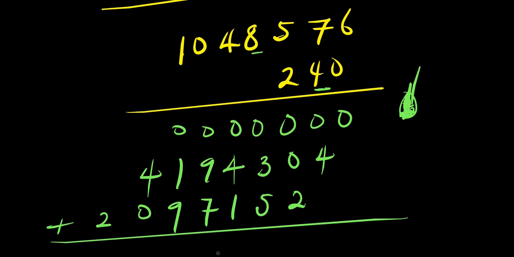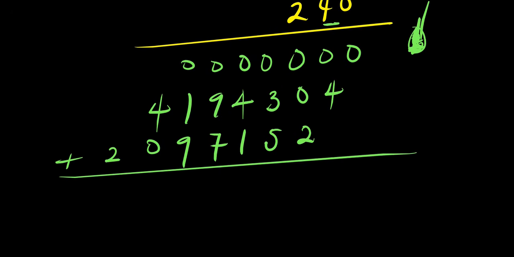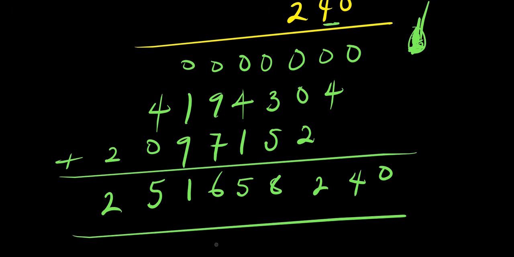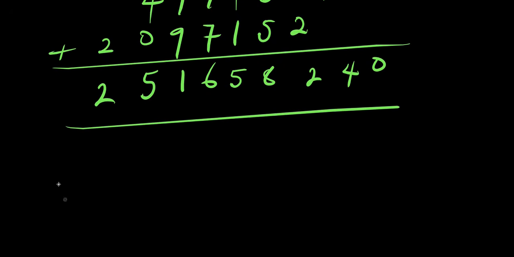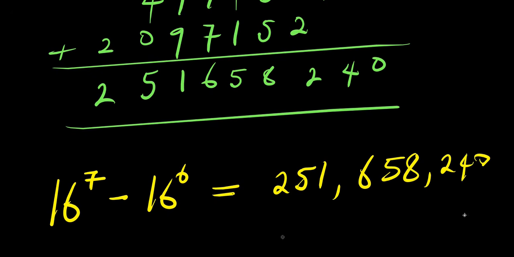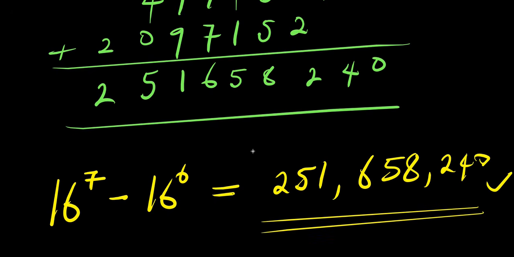So you add up everything together. So this is 0, this is 4, this is 2, this is 8, this is 5. This is 16, 6 carry over 1, add here, 11, 1 carry over 1, add here, 5, and you have 2. So guys, our final answer for 16 power 7 minus 16 power 6 is 251,658,240. And we have achieved this without the use of a calculator.